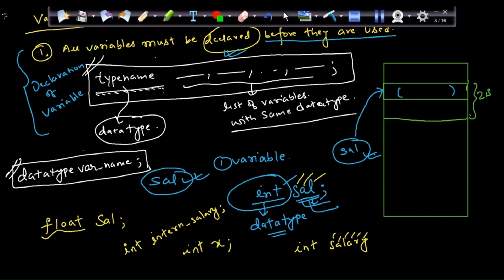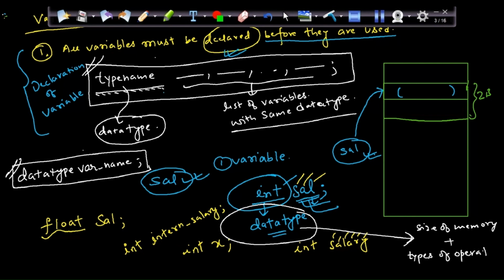The data type of a variable will decide the size of the memory that will be reserved for this variable, and the types of operations that can be performed on this variable.